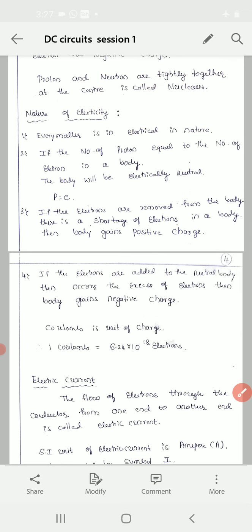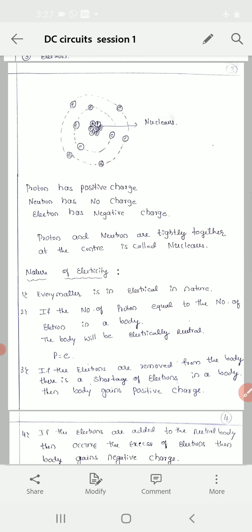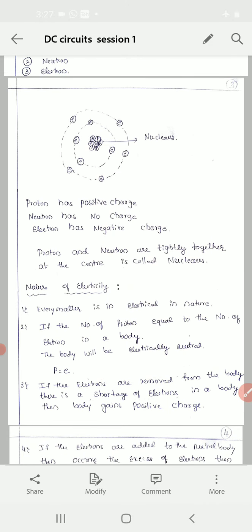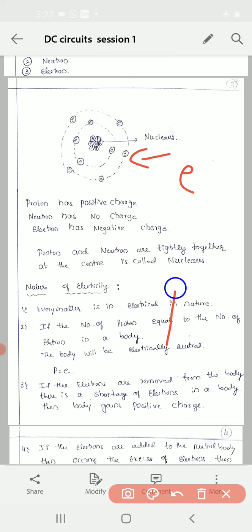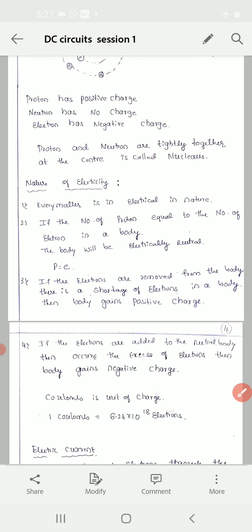Then the fourth one: if electrons are added to a neutral body, then there occurs an excess of electrons, and the body gains a negative charge. In the same diagram, electrons can be added here, then the body has an excess of electrons and gains a negative charge. Coulomb is the unit of charge.